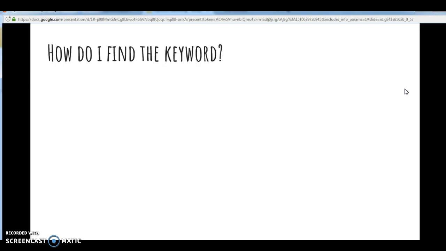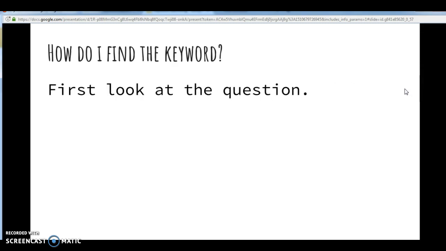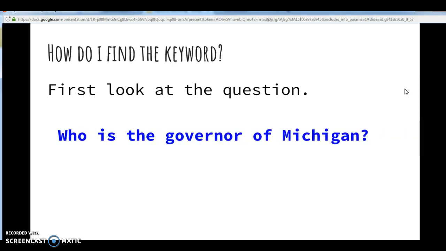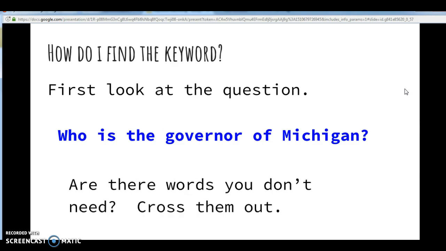So how do I find the keyword? Well, that is super easy. So let's say you look at the question that you have, and our question is, who is the governor of Michigan? So my first step is, are there any words that you don't need? If you don't need any of those words, you can go ahead and cross them out. You're going to look at them like we did with taking notes. We're going to look for the words that we don't need.